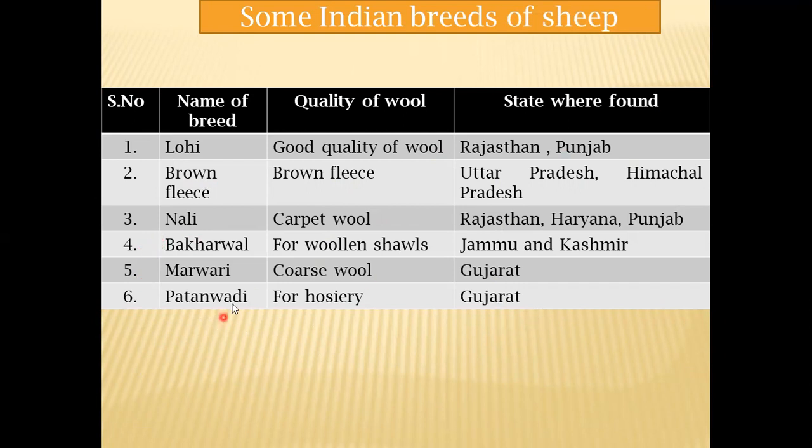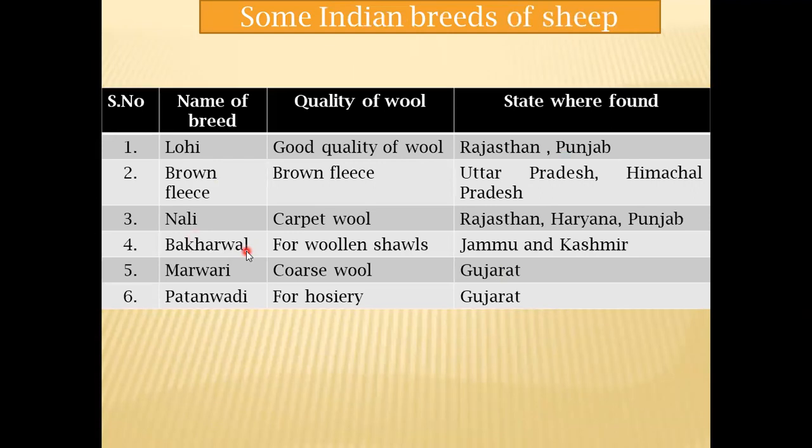Next, it's Bakarwal. Bakarwal's wool is used for woolen shawls, from the hair of Angora goats. It is found in Jammu and Kashmir. Next breed, Marwari. Its quality of wool is coarse wool, and it is usually found in Gujarat.